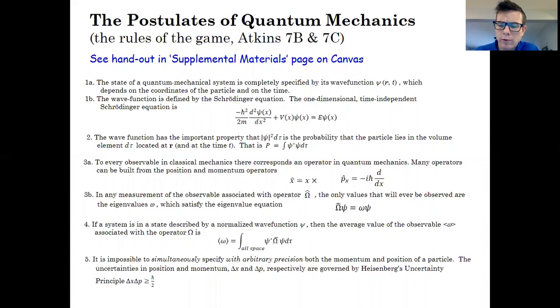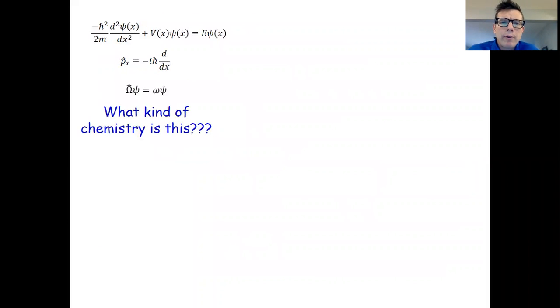So away we go. We're going to start working our way through these. But before we do that, I just wanted to point something out to you. If you look at some of the postulates, you'll notice that a number of them have mathematical equations. And you might start to look at these equations and ask yourself, what in the world is going on here? What kind of chemistry is this? And that's a fair question. So at the very outset, I wanted to give you an example, at least of one kind of chemistry question that we can answer using quantum mechanics.